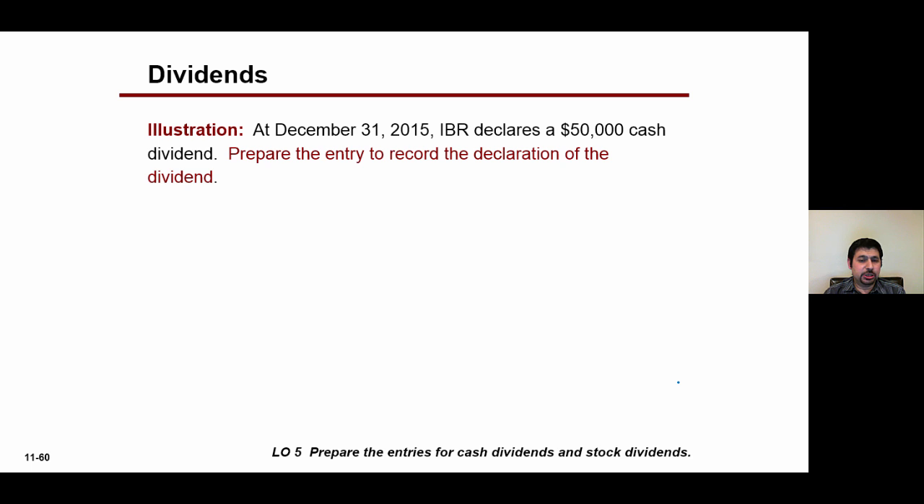The journal entry to record this declaration will again be the same. The company will debit cash dividends 50,000 and credit dividends payable 50,000. It does not change. Only the journal entry will be the same. What will change is the allocation of payments to each type of stock.